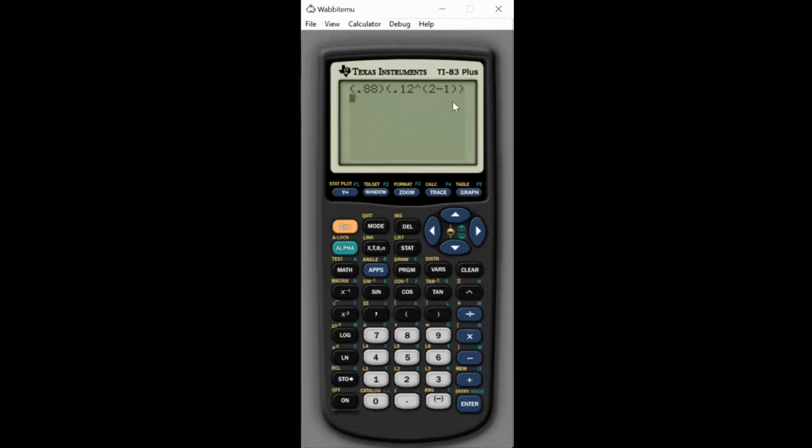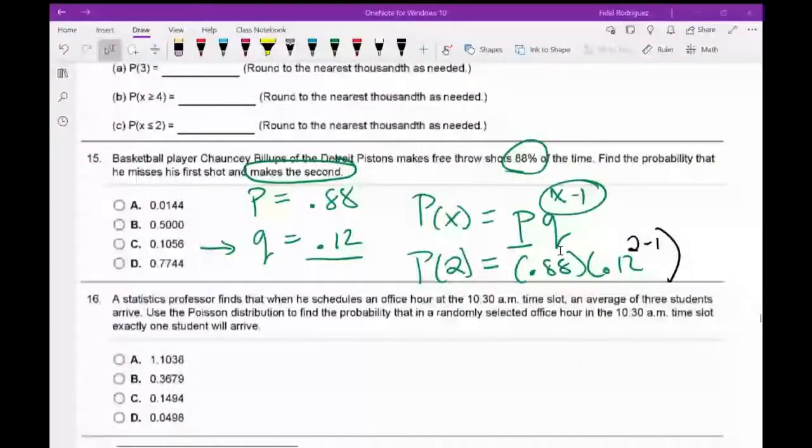Now, I know that you can subtract, 2 minus 1, and you can just put 1 if you want to, but the reason I'm doing it this way is I just want you to understand that whatever your power is, you got to subtract 1 from it, okay? And I'll hit enter, and the number I'm coming up with is 0.1056. So let me stop sharing this, and then let me come back to my problem, and it's right here, and we said 0.1056, and so there is my answer, okay?